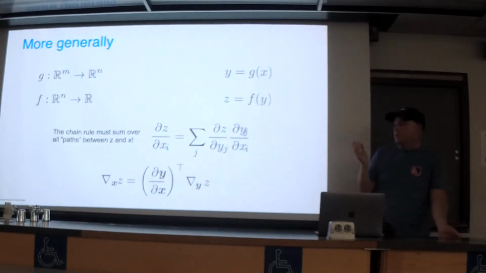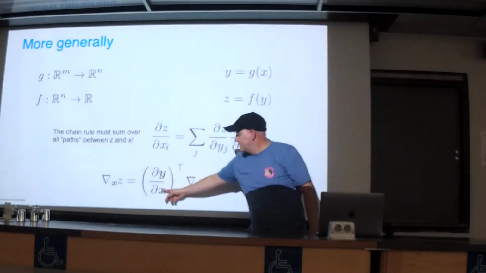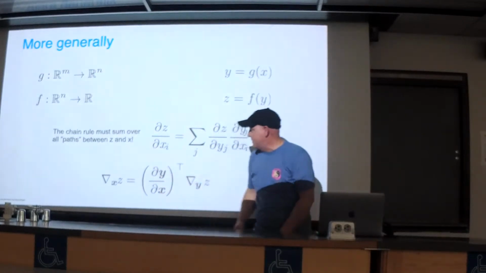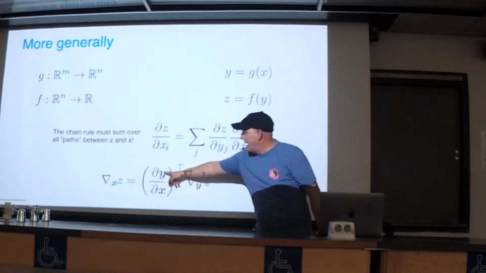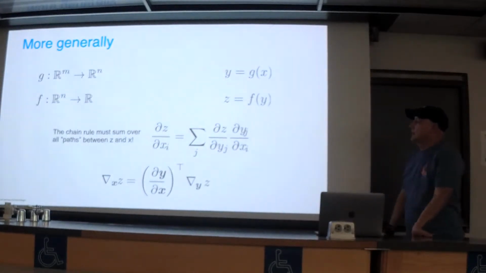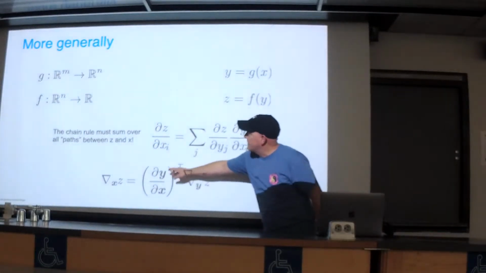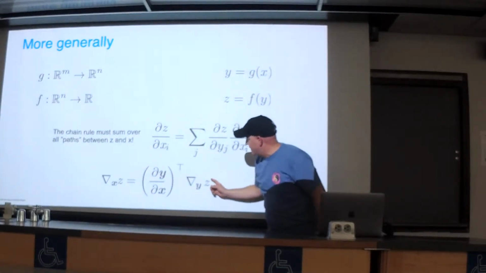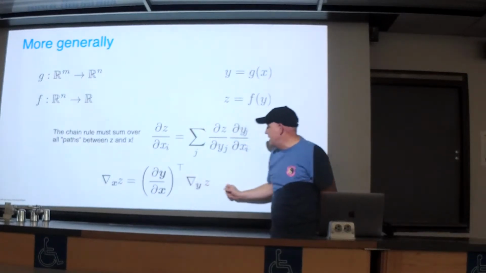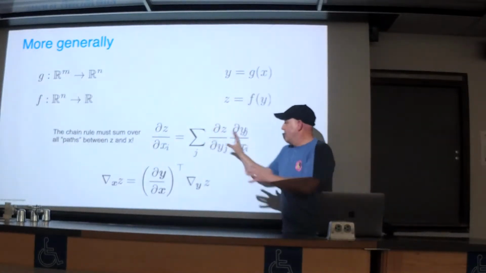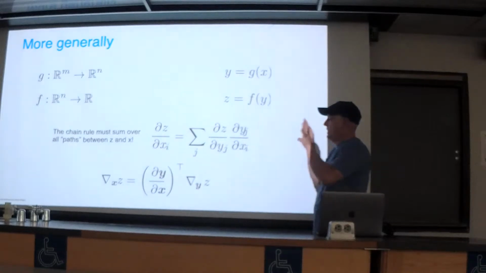What's cool about this is that you can write this down in vector or matrix notation, and so this gradient here, or this partial derivative here, is actually a matrix of values, m by n, and then we multiply that with the gradient of z with respect to its entry. So this is another way of expressing this, but it looks more like a chain rule in higher dimensions.